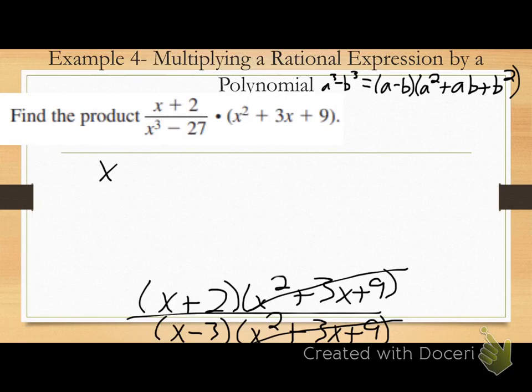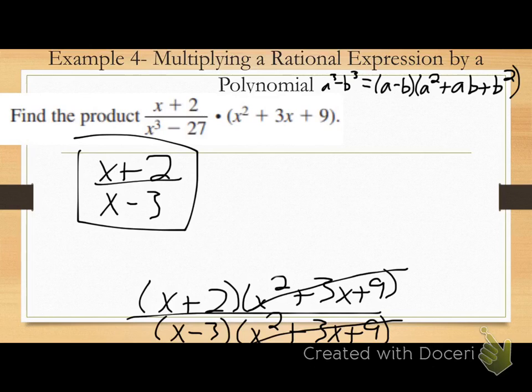Why can't you get those x's out? Remember, they're tied to the 2 with a plus. If they're being multiplied, then I can cancel the x's out. But since they're being added and subtracted, they're tied down by that, I can't cancel them out. Or if they were the same binomial, I could cancel. So, I get x plus 2 over x minus 3, because nothing will factor out. Nothing can cancel out, can it?